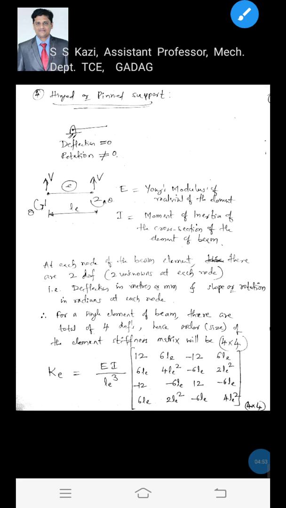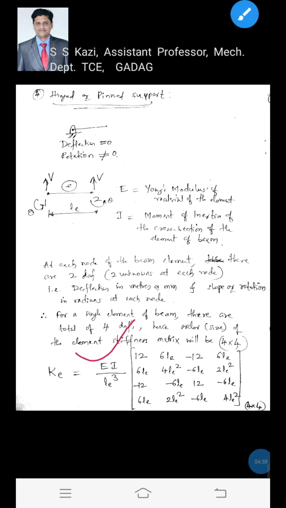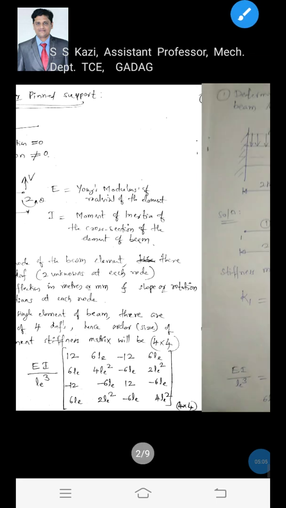Now this is the 4 cross 4 matrix. For individual elements you need to refer to this formula to determine the stiffness matrix. Now proceed to the next page.